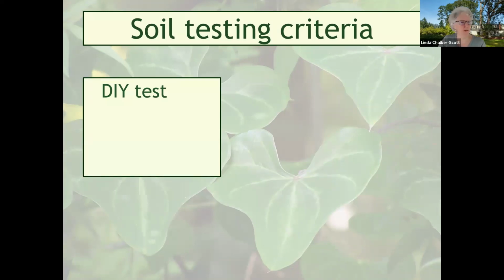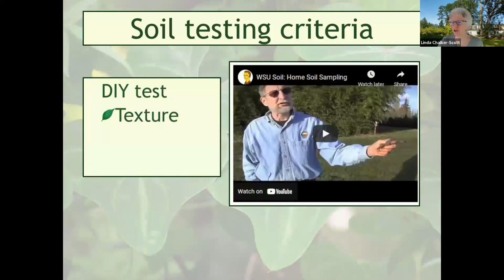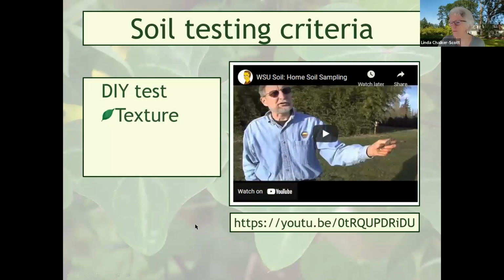So there are some things you can do by yourself, and these actually are pretty expensive to do in a lab or impossible to do in a lab. So the first is testing texture. And there's a nice little YouTube video that you can watch. This is our retired soil scientist, Dr. Craig Cogger, who has a really nice little video about how to test the texture of your soil.